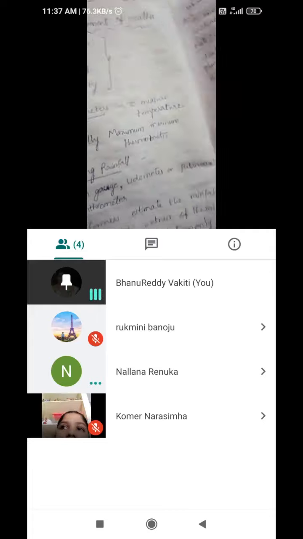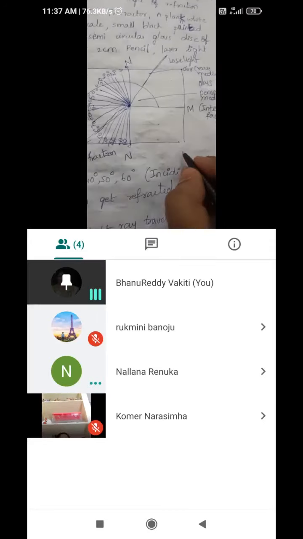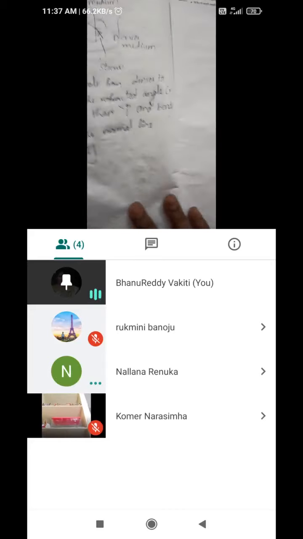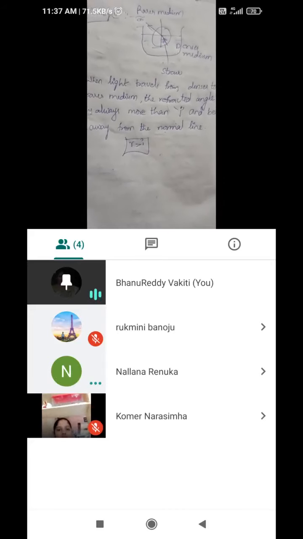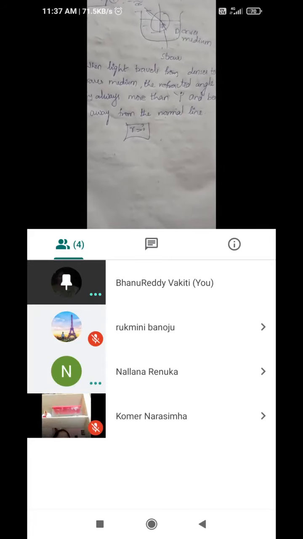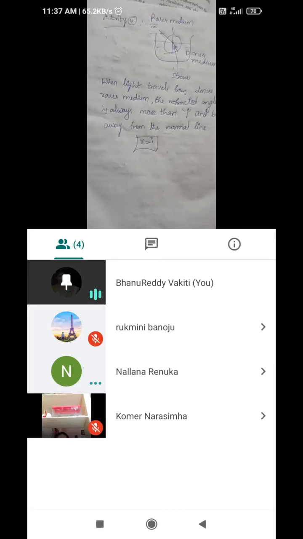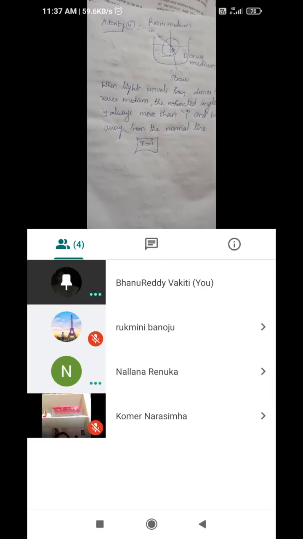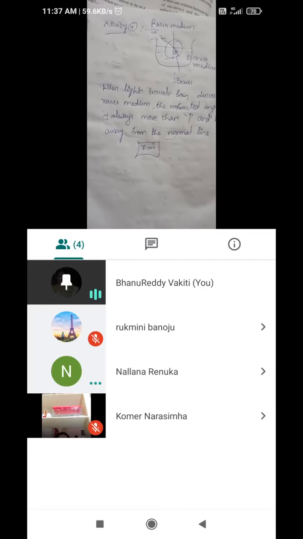And coming to the previous experiment, here always R is less than I. So rarer to denser medium, R is less than I. Denser to rarer medium, R is greater than I. So this is the relation between refracted angle and incident angle. So is there any relation between these two?